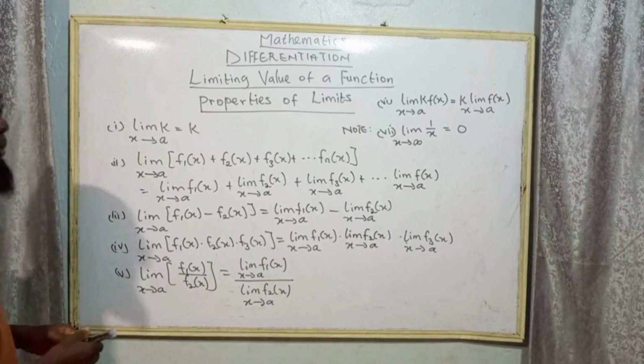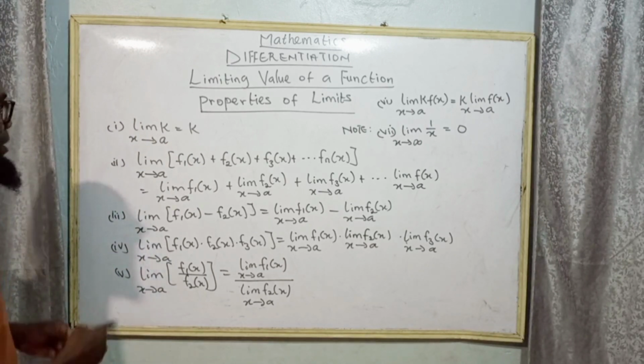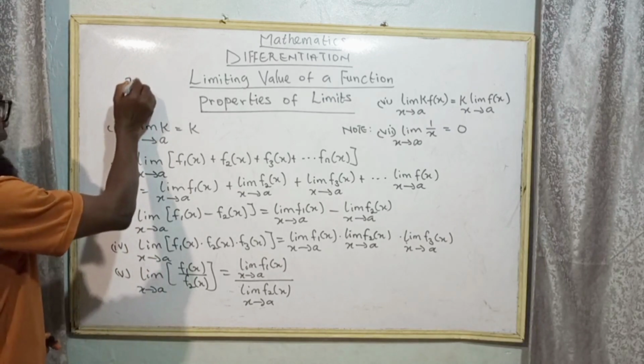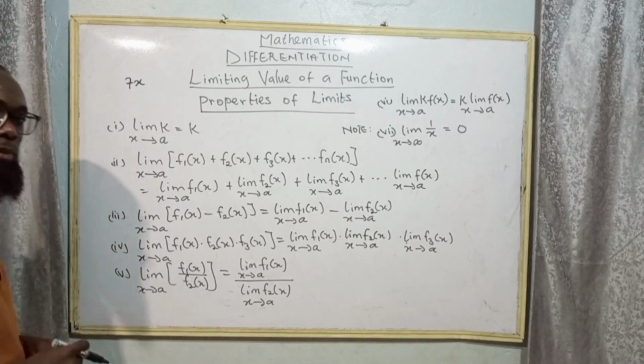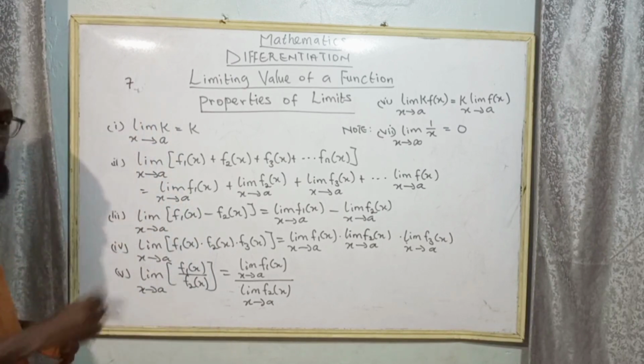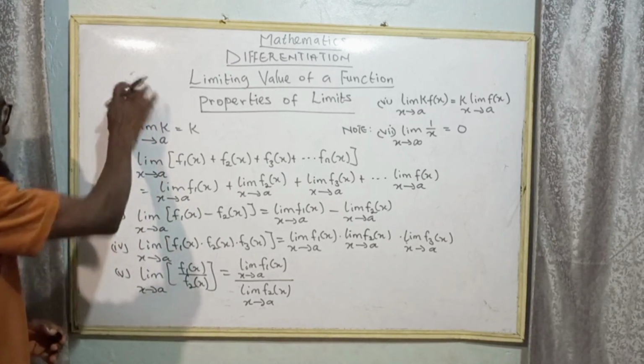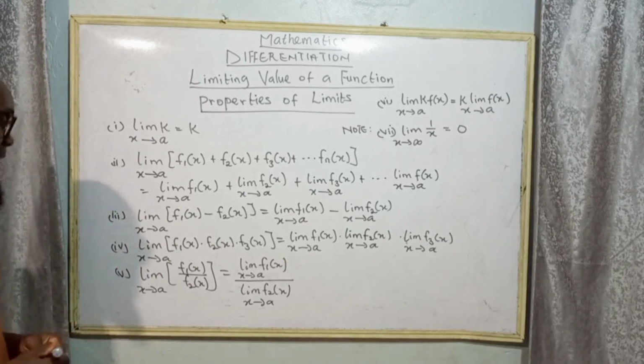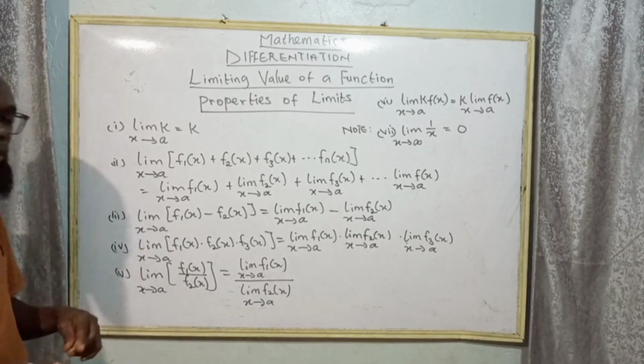What do you mean by that constant? If you say 7x, 7x is not a constant. But if I remove this x, 7 is a constant. So in this case, the limit of a constant as x approaches a is equal to that constant.